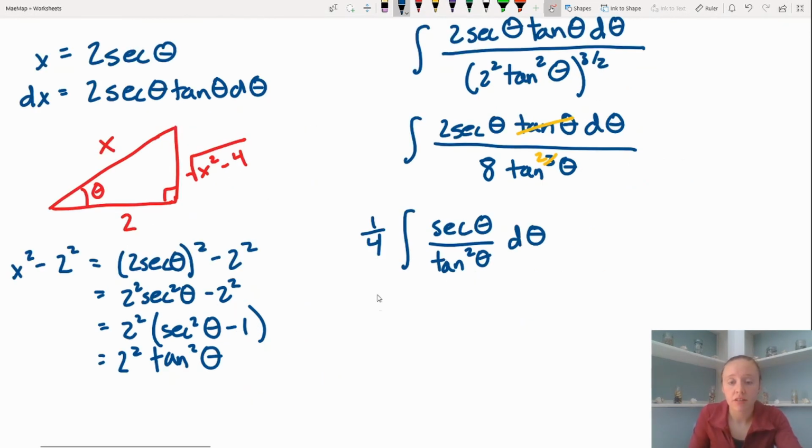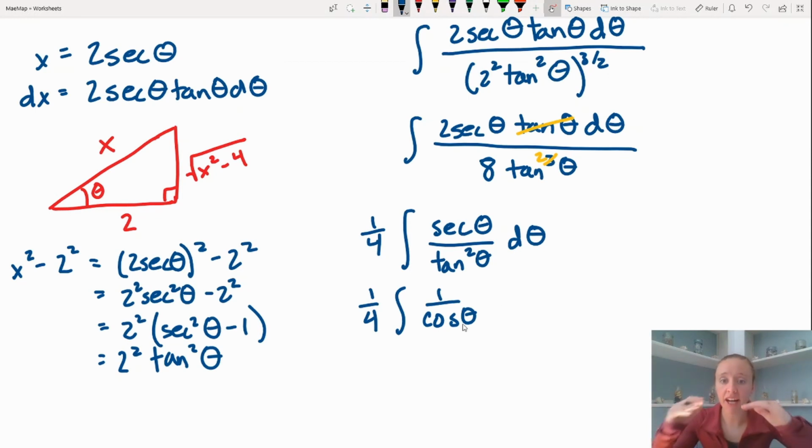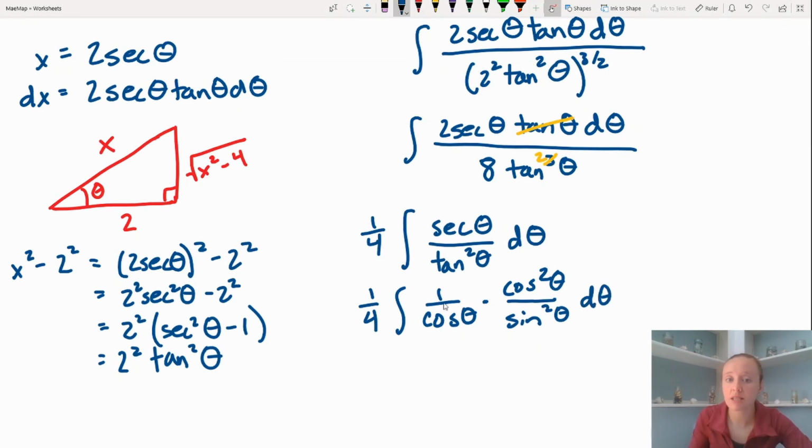So rewriting this, I'll get 1/4 times secant of theta, which is 1 over cosine of theta. Now, if I'm dividing by tangent squared theta, I know that tangent squared theta is going to be sine squared over cosine squared. But if I'm dividing by sine squared over cosine squared, that's the same as multiplying by cosine squared theta over sine squared theta. So this is my secant of theta over tangent squared theta. I just rewrote that fraction as multiplying by its reciprocal.